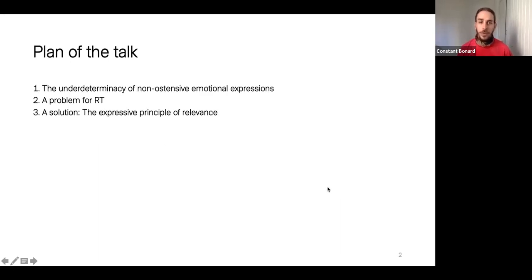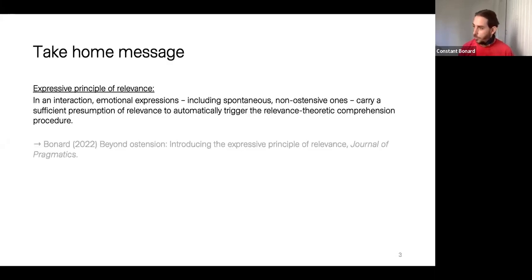So the plan of the talk is to first talk about the underdeterminacy of non-ostensive emotional expressions, explain what I mean by that, and then present why it constitutes a problem for relevance theory. And then I'll present the solution I favored, which is the introduction of what I call the expressive principle of relevance. And in case you need to go already, here it is, this expressive principle of relevance.